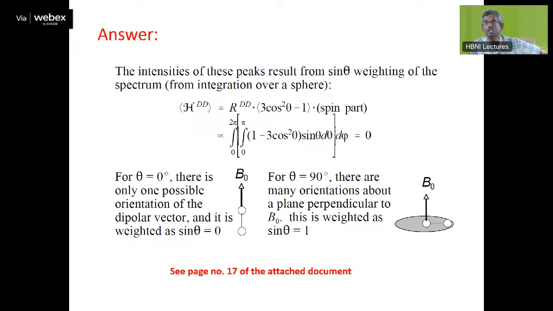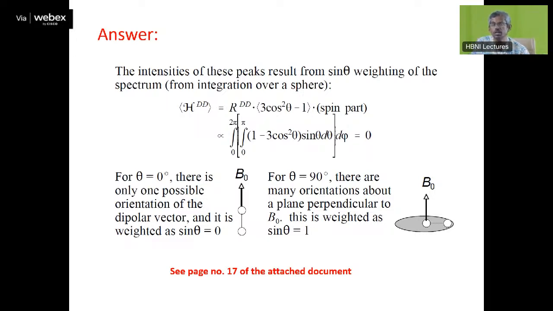So the intensity of the peak results from the sin theta weighting of the spectrum. In addition to the cos theta, there is also a sin theta part which is coming here. So that is why exactly at 90 degrees you will not get 0. Cos squared 90 is 0, so 3 cos squared theta becomes 3 into 0, which is 0. So 1 into the sin theta term will come, and this will give some number. Other terms are also there. So that is why you will get a maximum there.